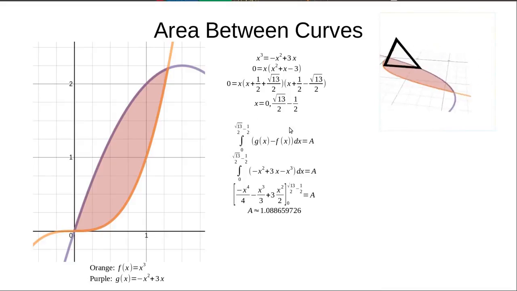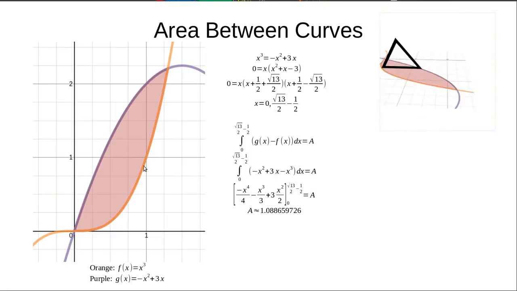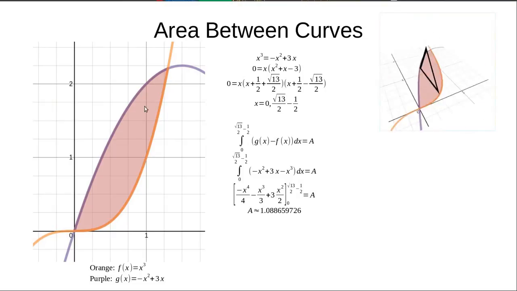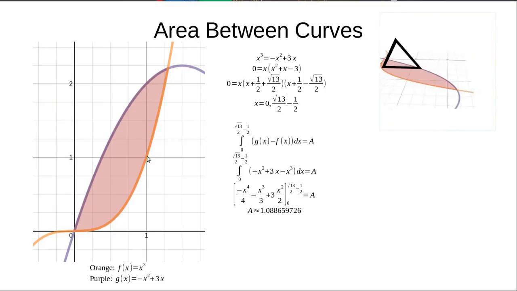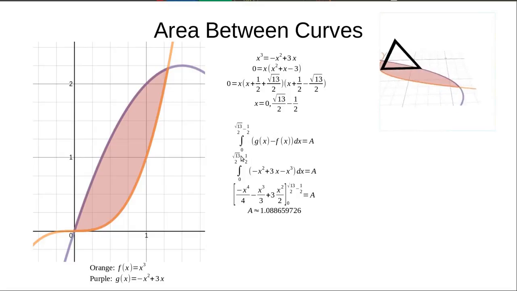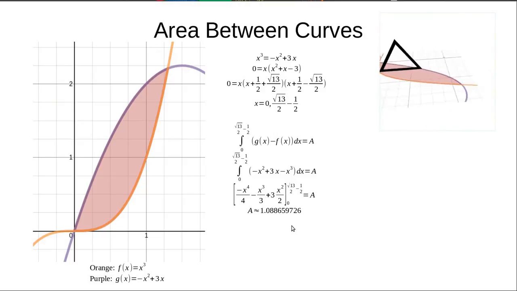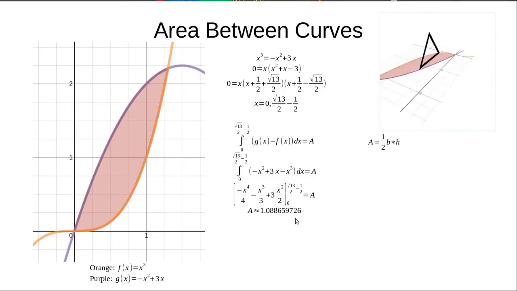So our distance between the two functions in the vertical axis is our g of x minus our f of x, where g of x is the purple function and f of x is our orange function. That'll give us the height between here. And then we can use that in our Riemann sum integral, which will go from our two intersection points that we found. And we can now evaluate this and we get an approximate area.